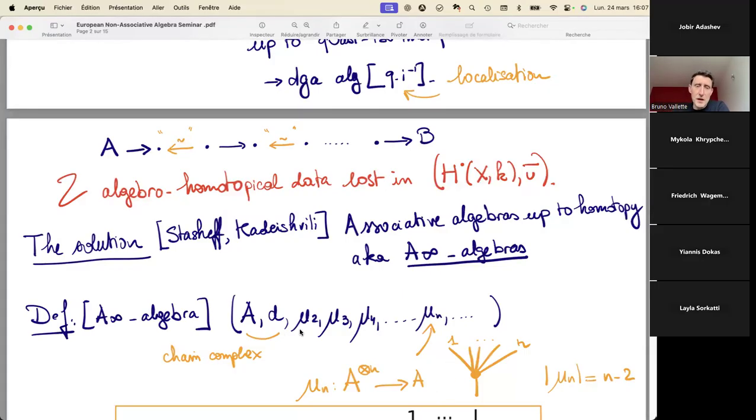Okay, so we start from a chain complex as before. We start from a binary product, so a guy with 2 inputs and 1 output. But we also have operations with 3 inputs, 4 inputs, 5 inputs, etc. So we have multilinear operations, mu n, from A tensor n to A. But I like to depict them like this. I view this as corollas from top to bottom, with n inputs and 1 output. And the degree of that map is n minus 2 if you wish, but you can hide that under the rug.